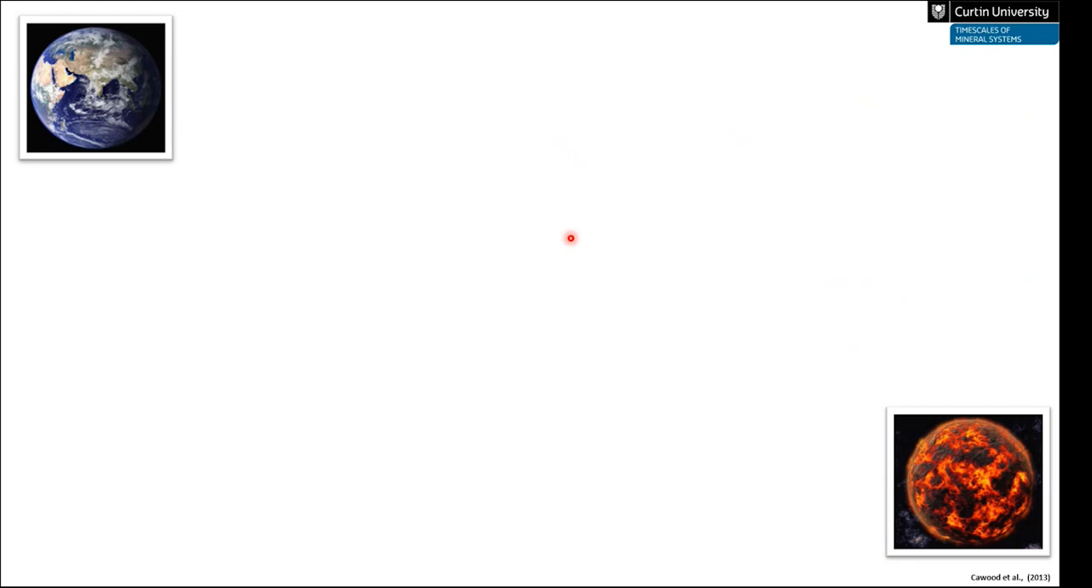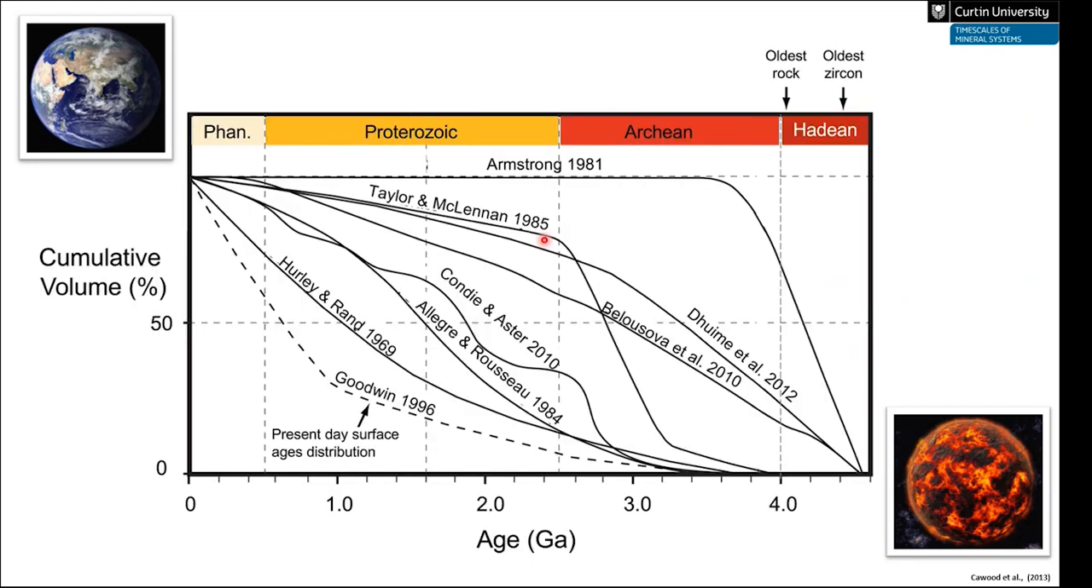So the story of how Earth went from this ball of molten rock floating in space to the dynamic and differentiated world we see today is really yet to be fully resolved. And several different people have had several different ideas of how this might have happened. Back in the 80s, Armstrong modeled significant growth early on in Earth history, and then kind of consistent recycling of that early crustal volume since then. Whereas Goodwin in the 90s used present day age distributions of crust to infer that there was a sudden spike of crustal growth from about 1 billion years onwards.